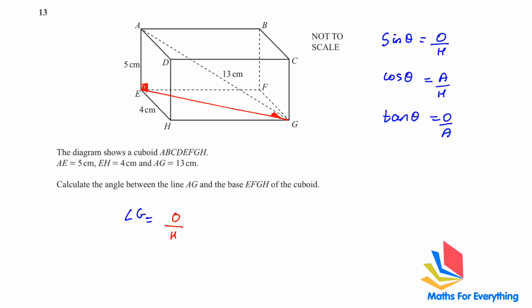So sine G is equal to opposite, which is 5, over hypotenuse, which is 13. Whenever you want to find the angle, we write sine inverse 5 over 13, and you will get 22.6. So that's our answer.